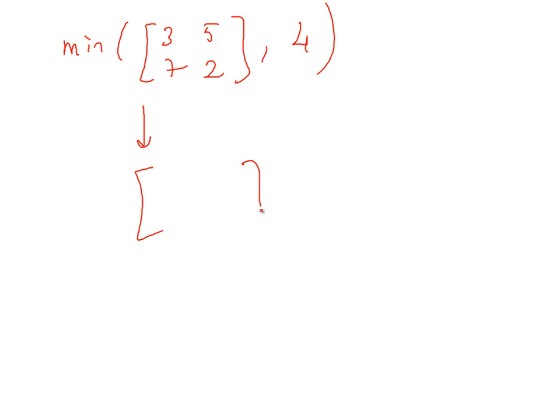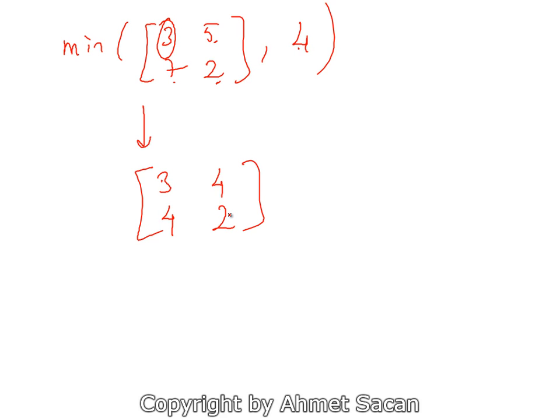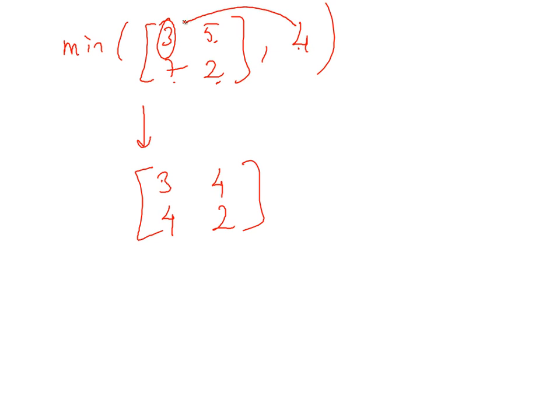So min of [3 5; 7 2], comma 4 will give me what? It's going to give me a matrix. Can you guys tell me the elements? What's the first one? So you're basically applying min of 3 and 4, you'll get a 3. Min of 5 and 4, you'll get a 4. Min of 7 and 4, you'll get a 4. Min of 2 and 4, you'll get a 2. Right, so it's taking the matrix and the scalar and applying the min function to each matrix element.